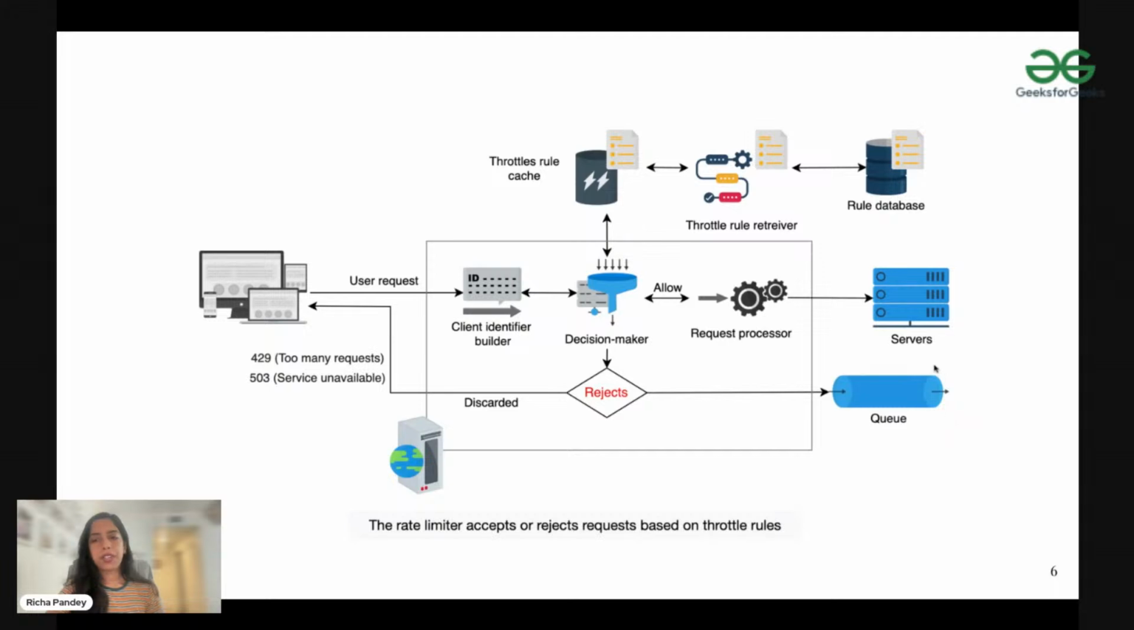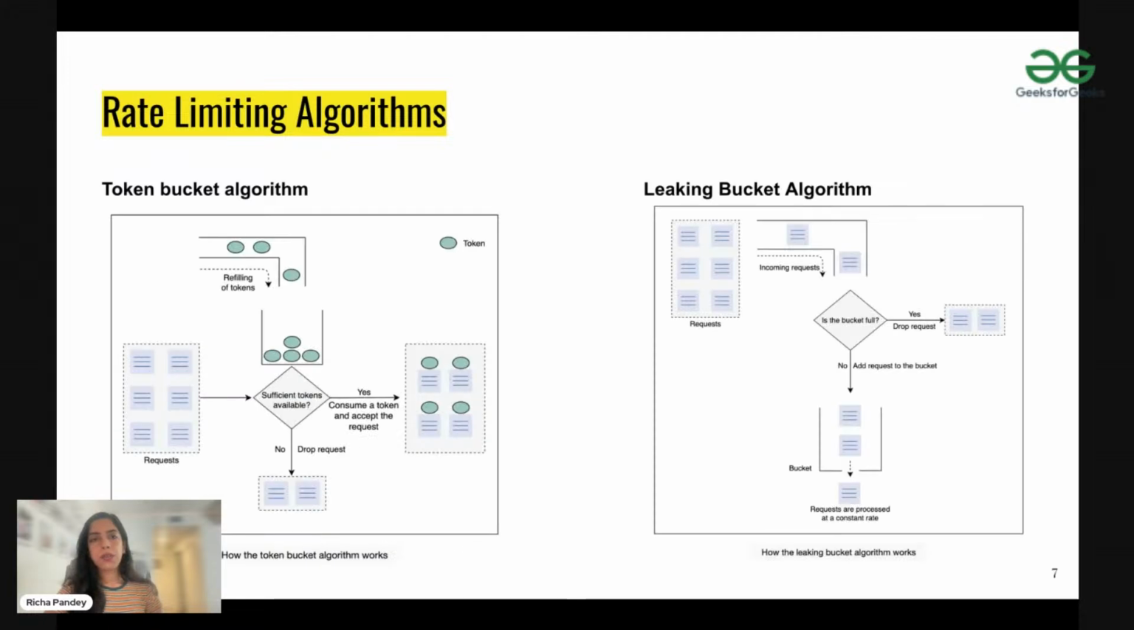So whatever is first in the queue, that will be processed first because that request came in first. So this is the overall architecture of the rate limiter. We also have a few rate limiting algorithms. There are a couple of algorithms. I will just discuss the two most common ones here. So first is the token bucket algorithm.